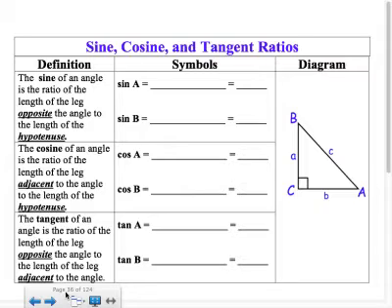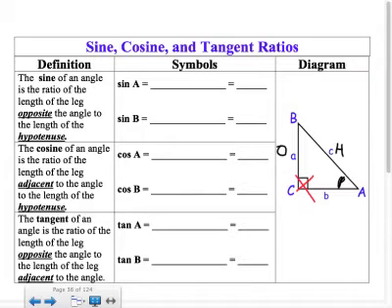Your sine ratio. The sine of an angle, I'm looking underneath definition here, is the ratio of the length of the leg opposite the angle to the length of the hypotenuse. What you're always going to want to do is first identify what angle you're using. One thing I will tell you, you will never, ever use the right angle when working with right triangle trig. It'll always be one of the two acute angles.